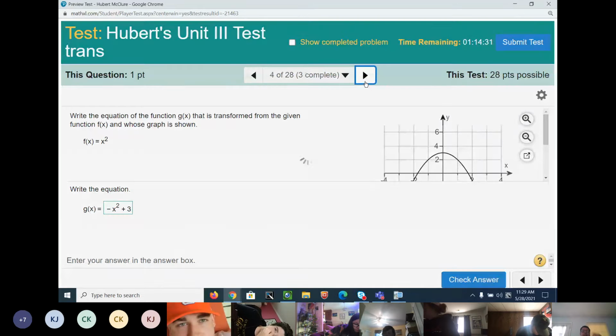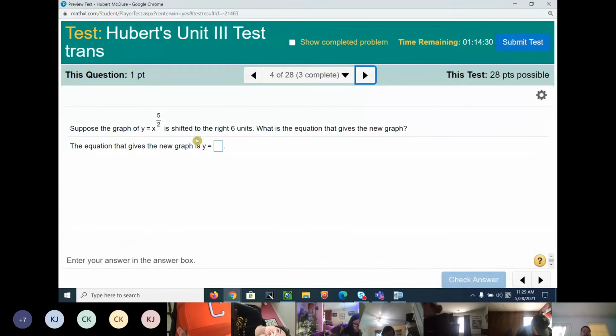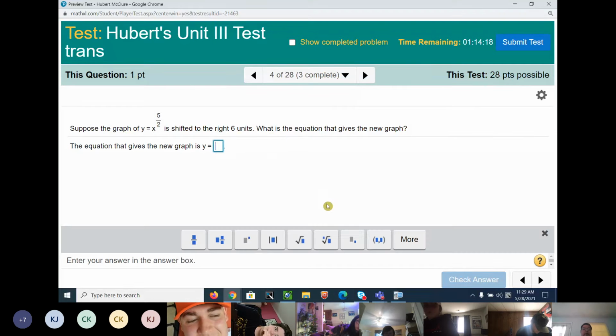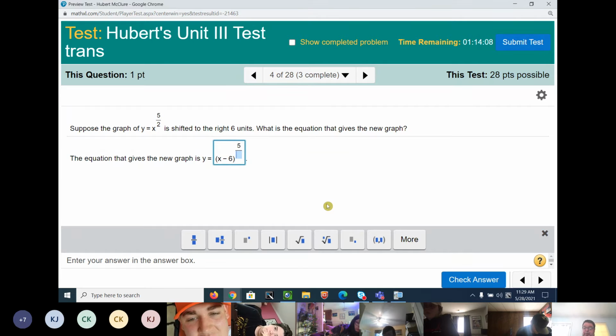Next, suppose the graph y is equal to the square root of x to the 5th power is shifted to the right 6 units. What is the equation? Oh, that's simple. That would be parentheses x minus 6, close parentheses, to the 5/2 power.